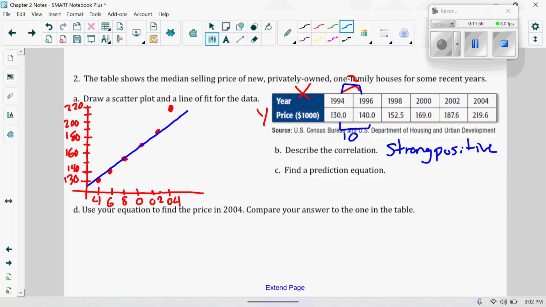So my slope is 10 over 2, which simplifies out to be 5. And then I'm going to use one of those points in my equation. I'll just use the first one. So y minus 130 equals my slope times x minus 1994.